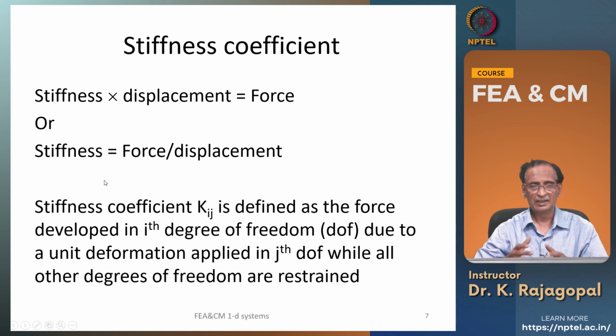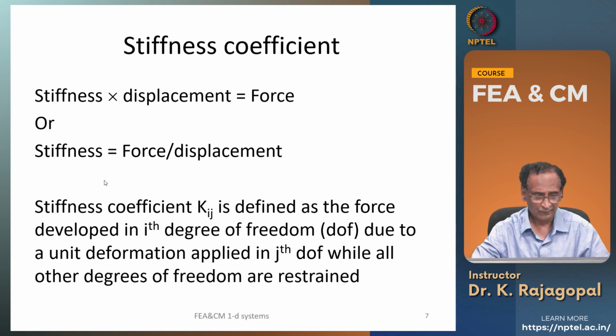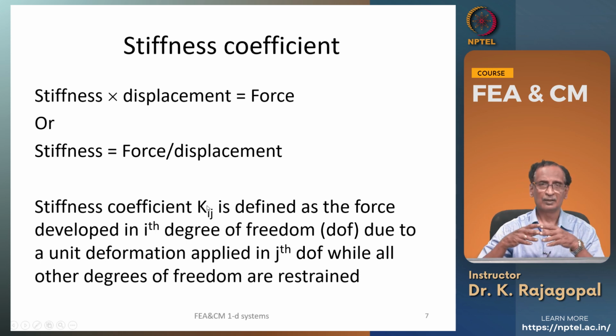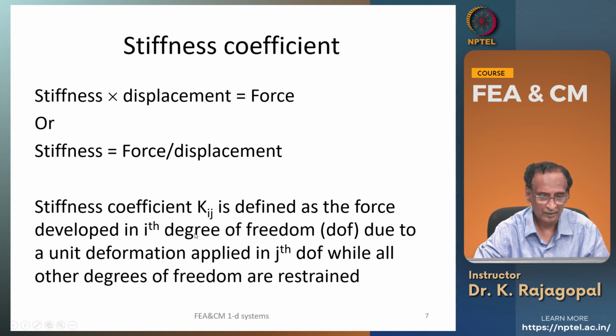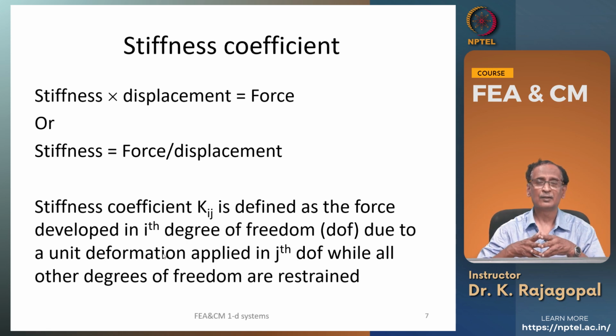And in general we define a stiffness coefficient Kij. Actually we are going to deal with the multi degree of freedom system. So, we have to develop these systems for large number of displacements or the degrees of freedom, and our stiffness coefficient Kij is defined as the force developed in the ith degree of freedom (DOF) due to a unit deformation applied in the jth degree of freedom.